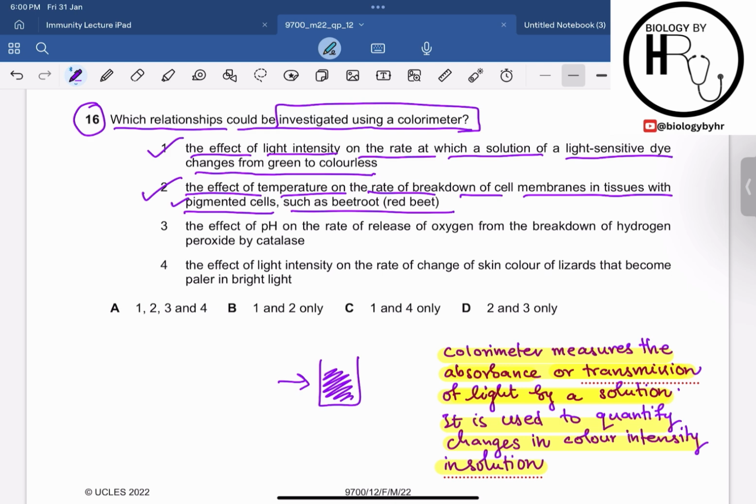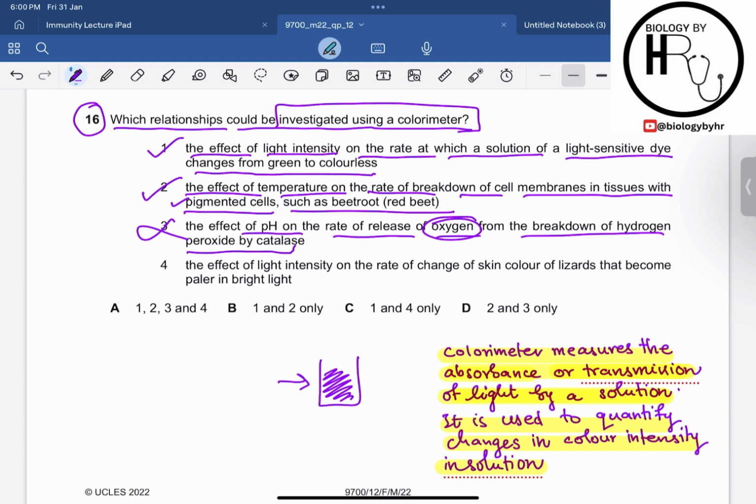investigated, right? The effect of pH on the rate of the release of oxygen from the breakdown of hydrogen peroxide by catalase. No, this cannot be calculated because oxygen release does not involve a color change, right? They are saying that the oxygen is released, so it does not involve a color change, right? A colorimeter can only be used to investigate things which give a color change, right?